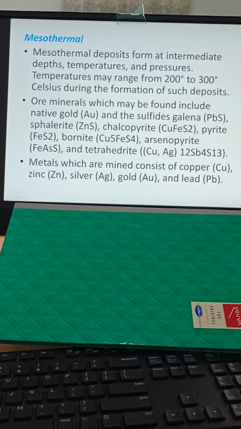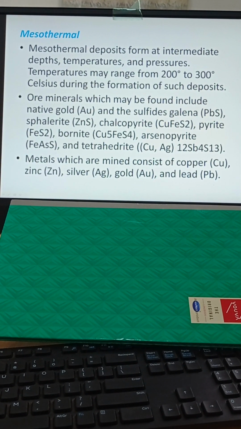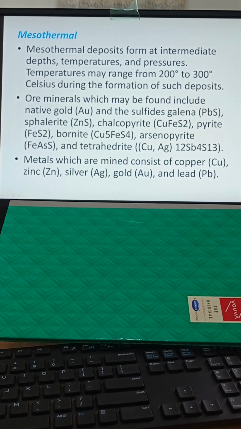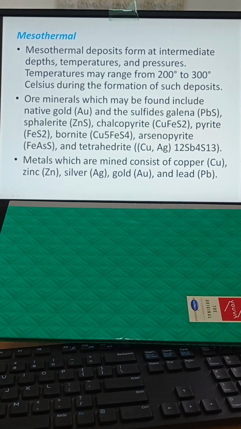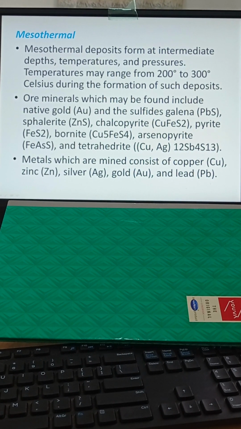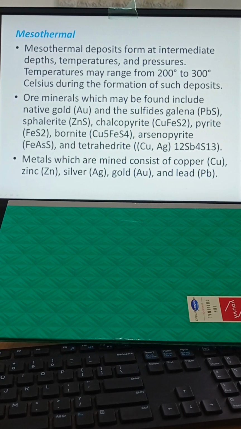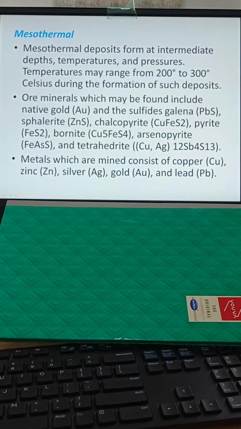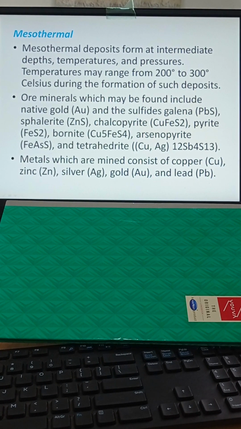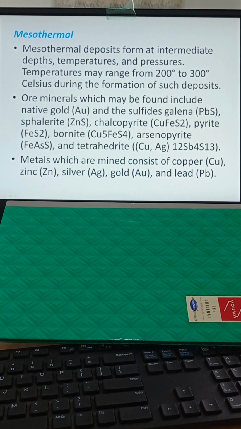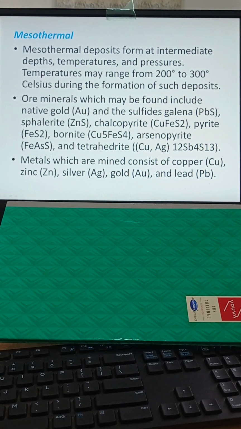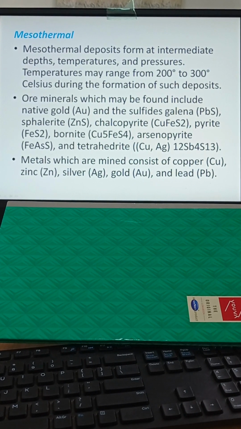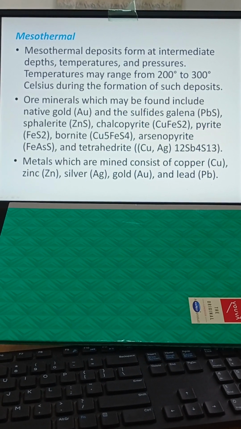Second is mesothermal. Mesothermal deposits form at intermediate depth, temperature, and pressure. Temperature may range from 200 to 300 degrees Celsius during the formation of such deposits. Ore minerals which may be found include native gold and the sulfides galena, sphalerite, chalcopyrite, pyrite, bornite, arsenopyrite, and tetrahedrite. Metals which are mined consist of copper, zinc, silver, gold, and lead.